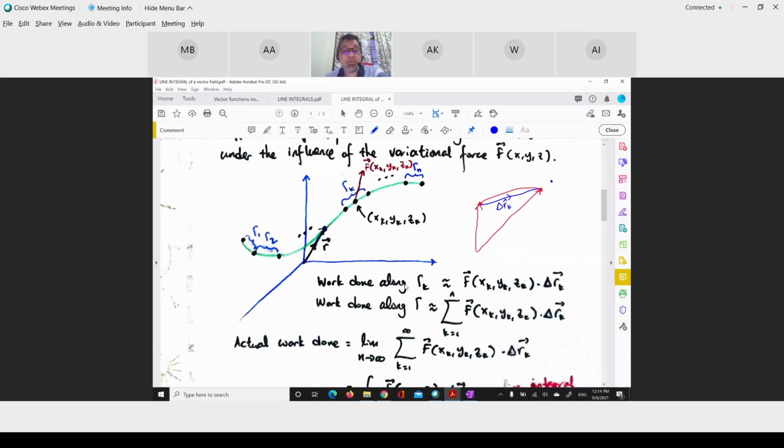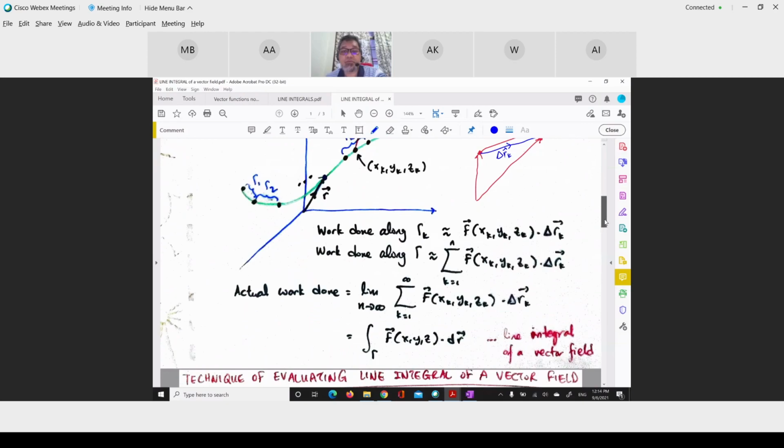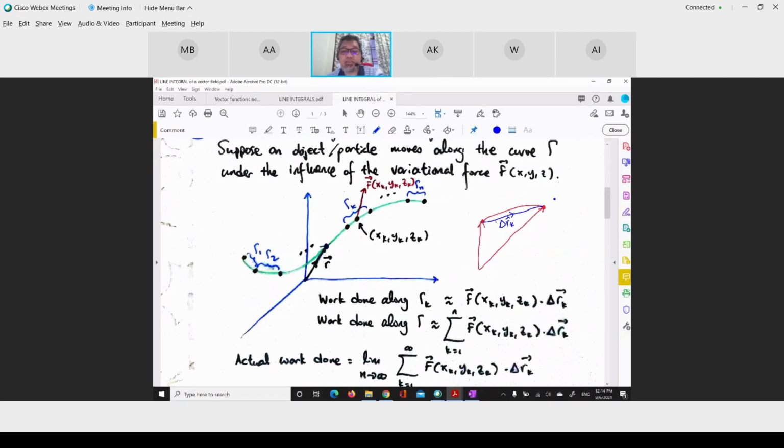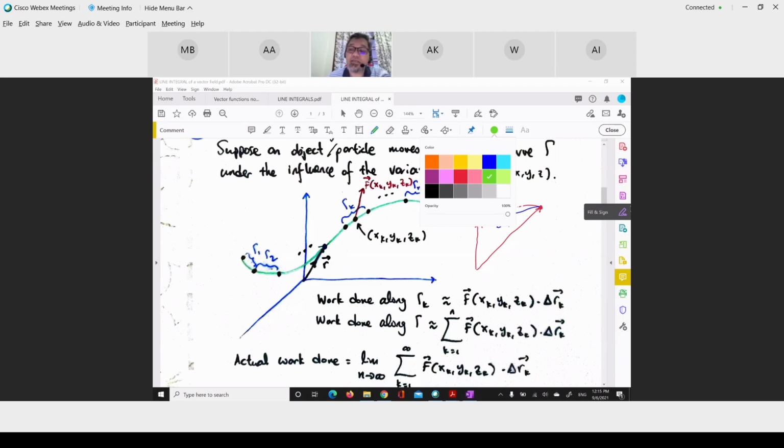So the work done along the curve gamma k is approximately the force vector dotted with the displacement vector, according to the previous idea. Because for a very small partition, the curve is almost like a straight line, isn't it? It's almost like a straight line.